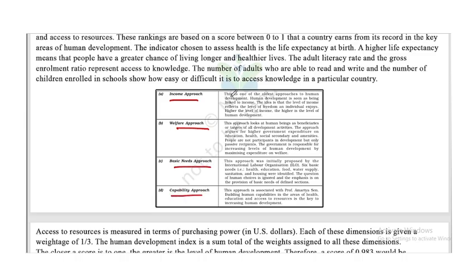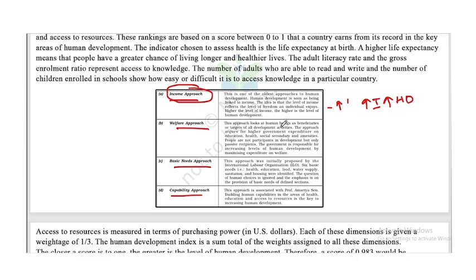What is the income approach? This is one of the oldest approaches to human development. Human development is seen as being linked to income. The idea is that the level of income reflects the level of freedom an individual enjoys. So the more income they have, the more freedom they get. The higher the level of income, the higher is the level of human development. So that is the income approach: the higher the income, the higher the human development.